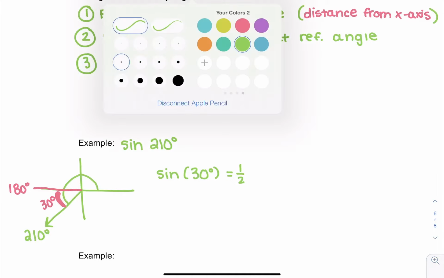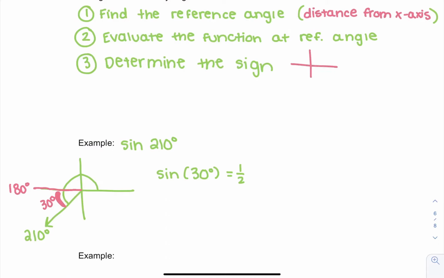So remember, we have this little chart that I always draw out: all positive, sine positive, tangent positive, and cosine positive. You can remember, all students take calculus to remember that. So in this case, we're in the third quadrant, and in the third quadrant, only tangent is positive, so sine is going to be negative.